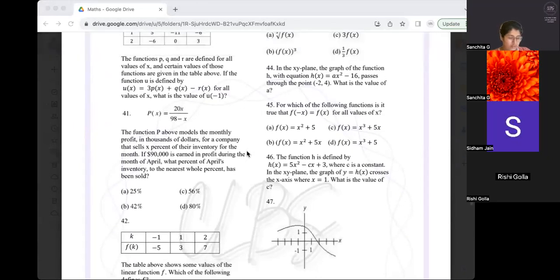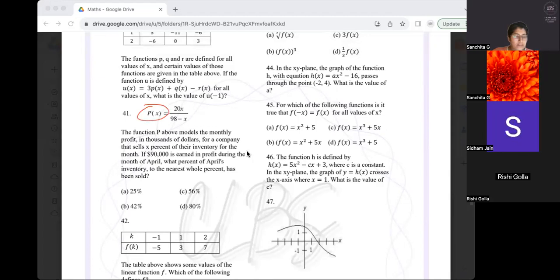41 is a tricky question, I would say. D, right? Okay. It is D. Yes, we're going to discuss it. Siddha, you're right. It's D. Absolutely right.